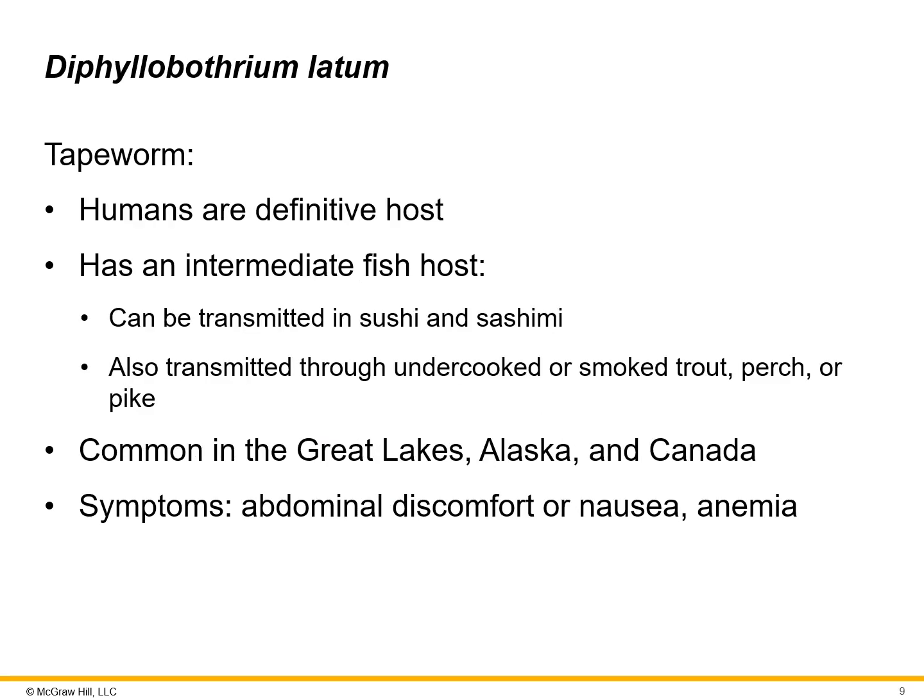Then the tapeworm, which is Diphyllobothrium latum. Again, humans here are the definitive host. So remember, that's where sexual reproduction occurs. There is an intermediate host, though, which is fish. So it's typically transmitted from sushi or sashimi. Also, though, through undercooked or smoked trout, perch, or pike. So again, some type of fish that is the intermediate host. This is common in the Great Lakes, Alaska, and Canada, where a lot of fish is consumed. Some of the symptoms: abdominal discomfort, nausea, and anemia.